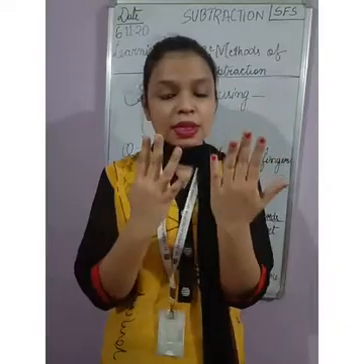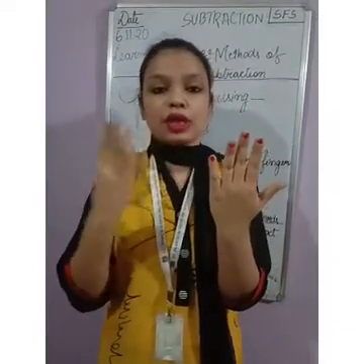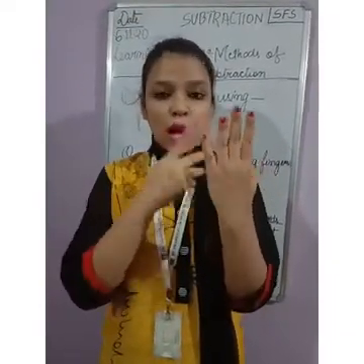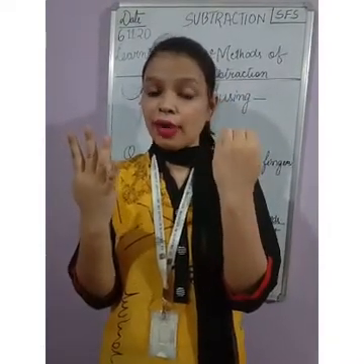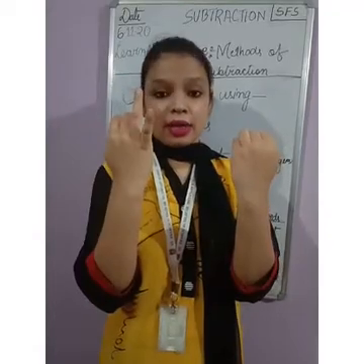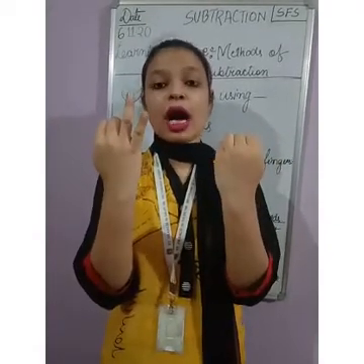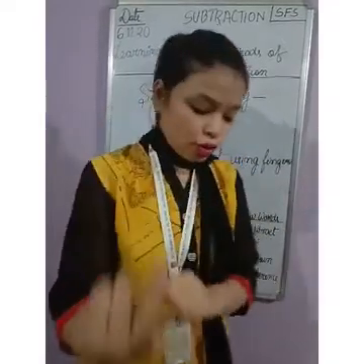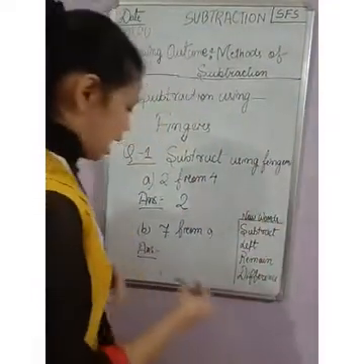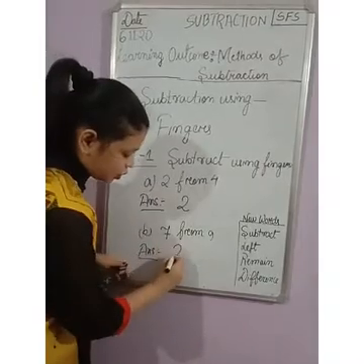Now for the number 7, I will start closing the fingers one by one: 1, 2, 3, 4, 5, 6, 7. 7 fingers are closed. How many are open? 2. 1, 2. 2 fingers are open. So the answer is 2.